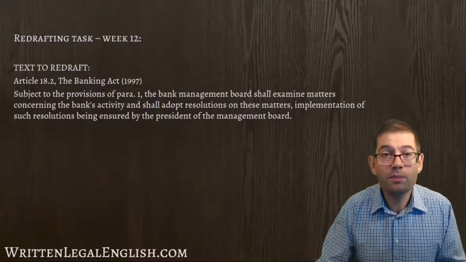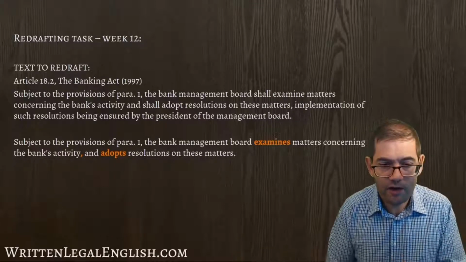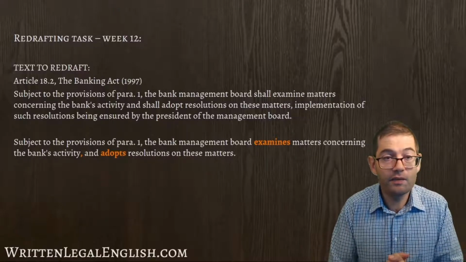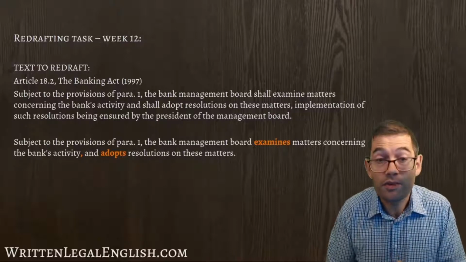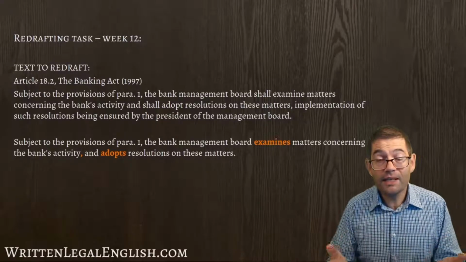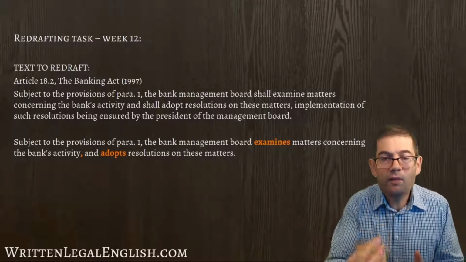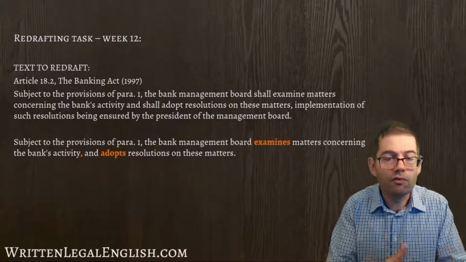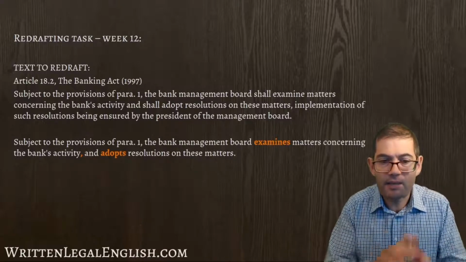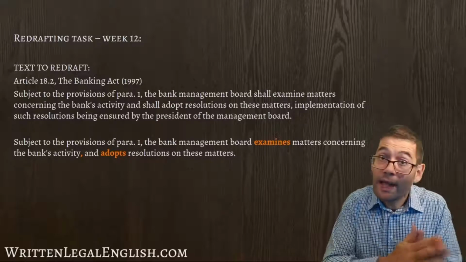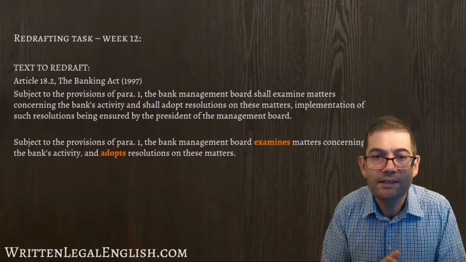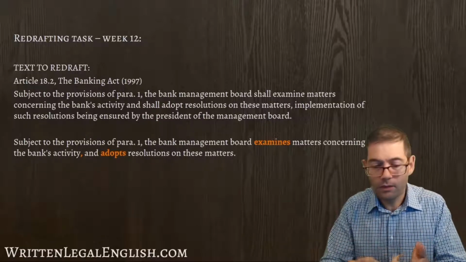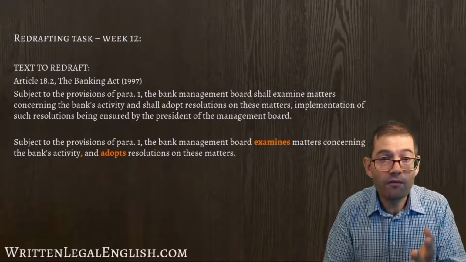Well, the first part could be like this. Subject to the provisions of paragraph 1, the Bank Management Board examines matters concerning the bank's activity and adopts resolutions on these matters. Simple, easy, straightforward. Everyone can read that, and it's a lot easier to understand that this is just a factual description of what each body does. In this case, the Bank Management Board examines matters and adopts resolutions on these matters. And away goes any idea of obligation or permission or the future or something being advisory.